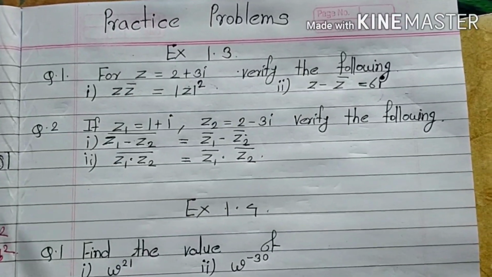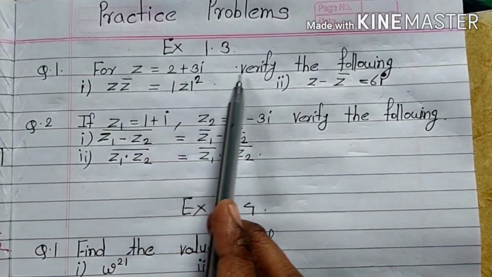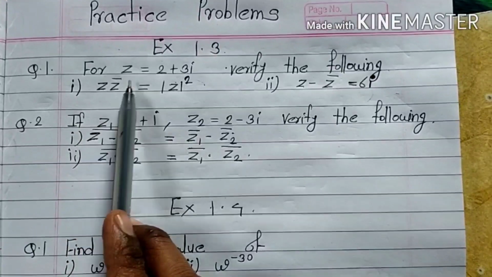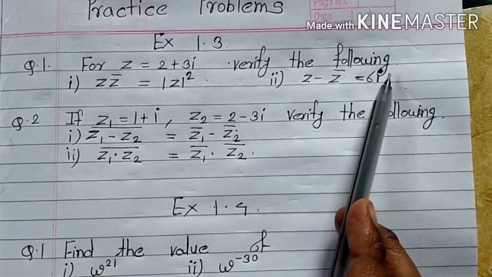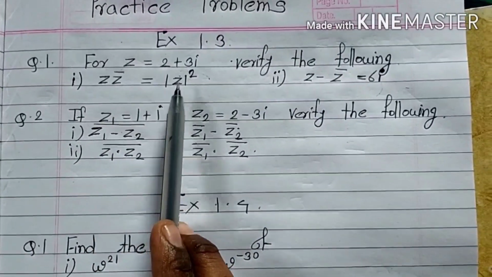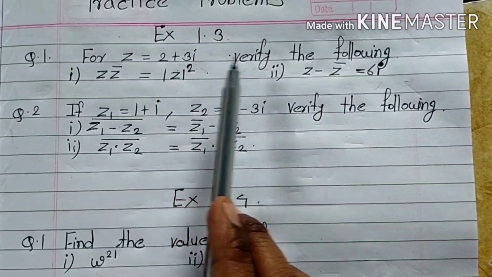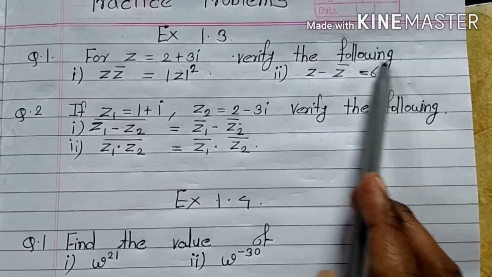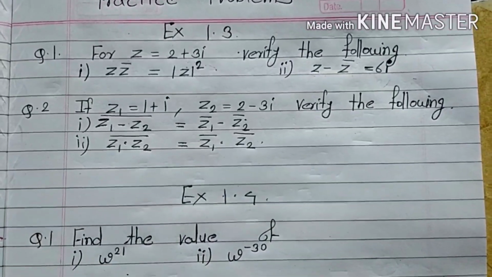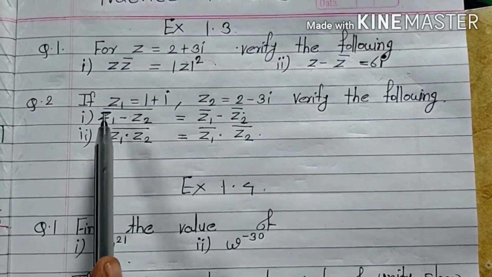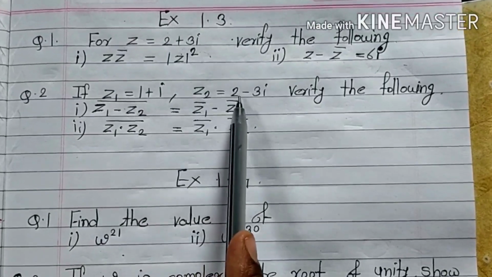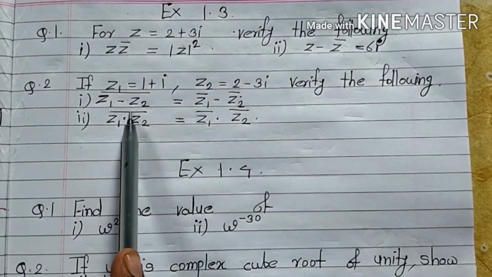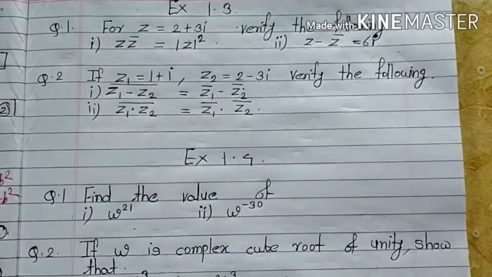Now there are some practice problems from exercise 1.3. So first problem, for z equal to 2 plus 3i, you have to verify z into z bar is equal to modulus of z square, and second, z minus z bar is equal to 6i. This you have to prove. Next, question number 2, if z1 is equal to some value and z2 is equal to some value, then you have to verify these proofs.